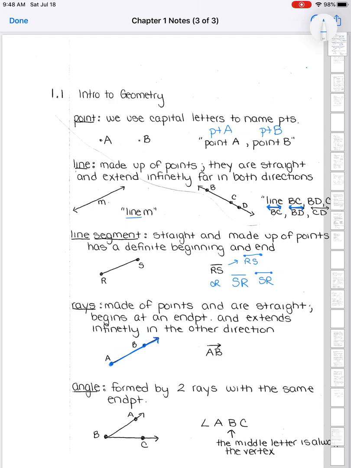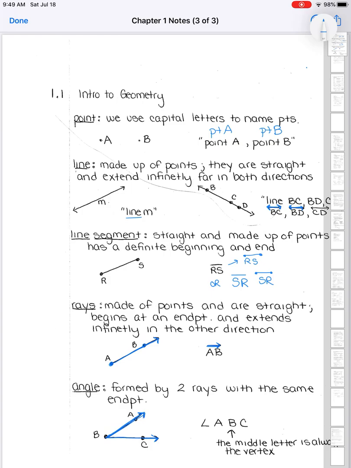When you name a ray, you need 2 letters, just like you would for a line or a line segment. There is an important thing to keep in mind with a ray. The first letter you write has to be the endpoint that you're starting with, and then the second letter is the way the arrow is pointing. So you can't write this BA because the arrow is not pointing towards the A. The symbol above it is just what a ray symbol is. It looks just like a ray. So it starts at A and it goes infinitely towards B.